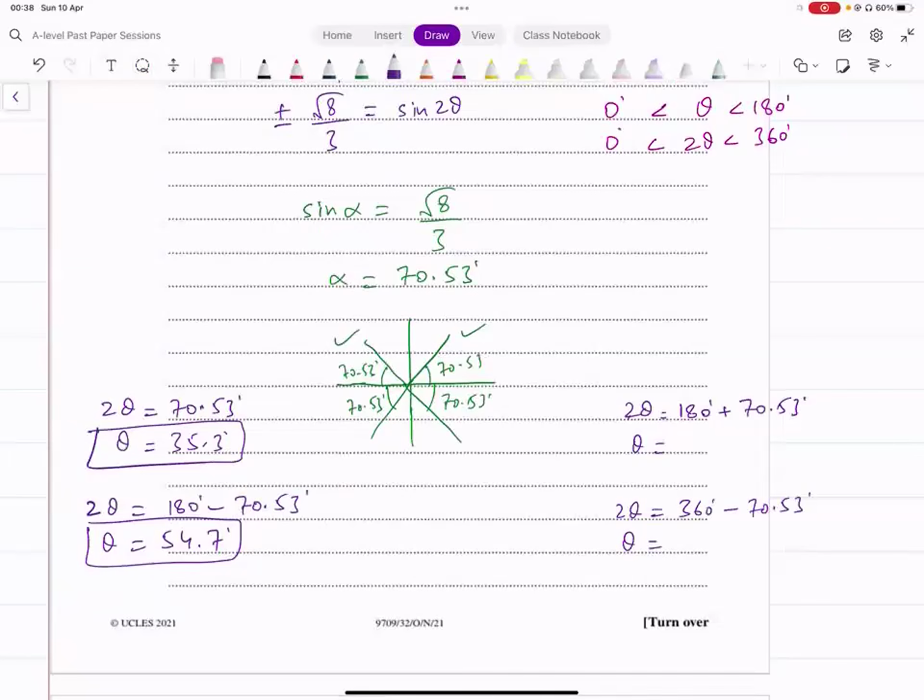Okay. Achha. 250.53 divided by 2, that is 125.3. And the last one is 360 minus 70.53 divided by 2, that is 144.7. So we've got these 4 values of theta.